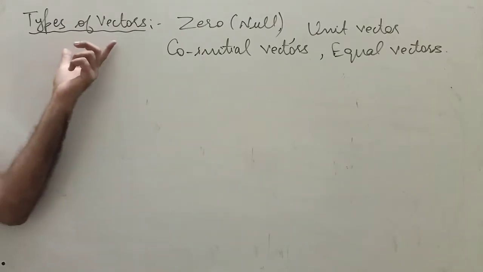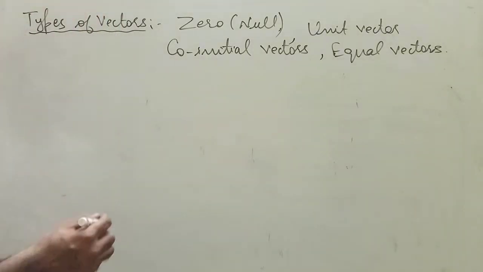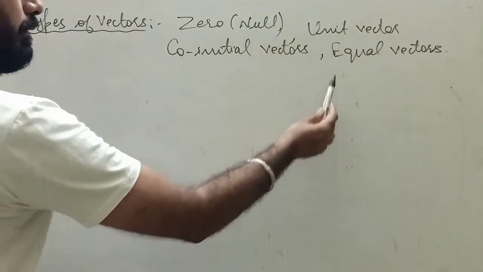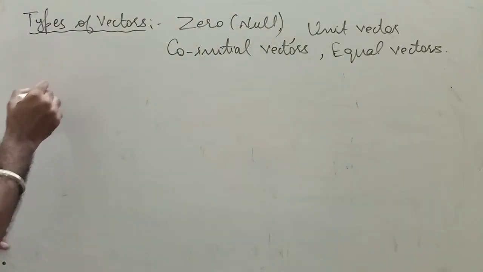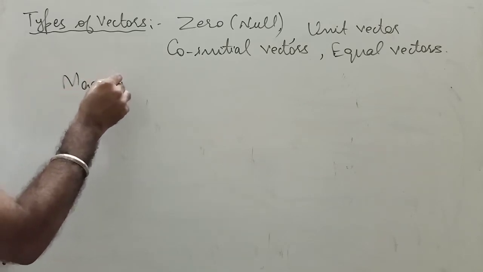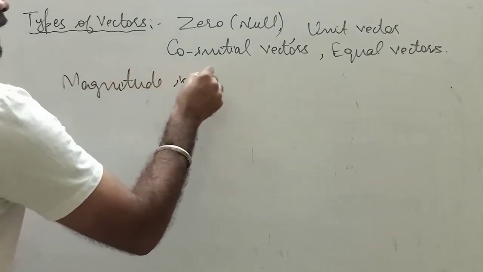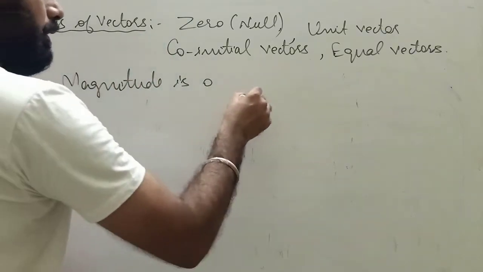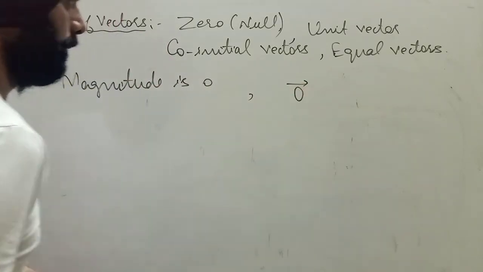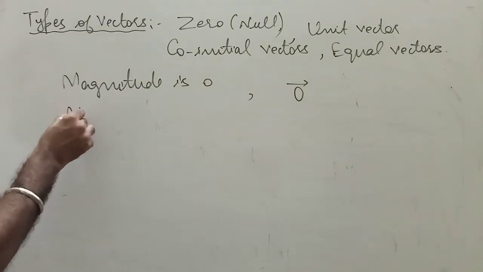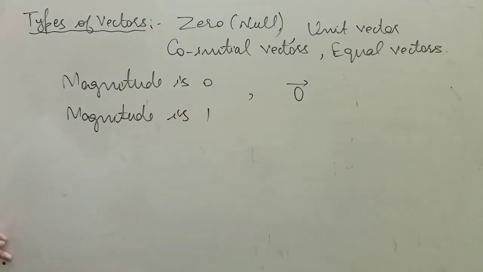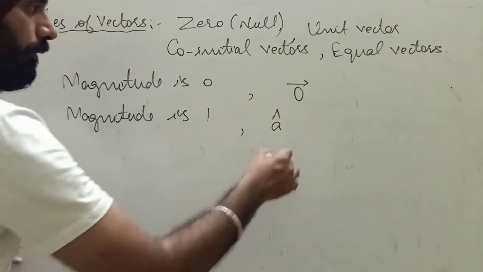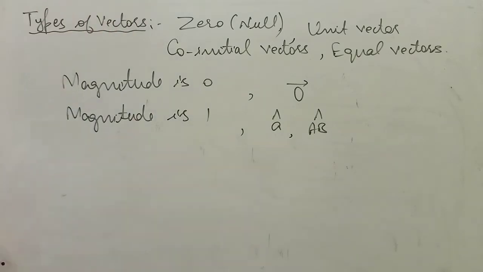Now there are some important types of vectors which we will use in this chapter: zero vector, or you can say the null vector, unit, co-initial, and equal vectors. So first of all, what is a zero vector? One whose magnitude is zero and having some direction is called a zero vector. This can be denoted by this type. Next, unit vector. Unit means 1, so a unit vector will have magnitude 1. Clear? And this can be denoted like A cap or AB cap.